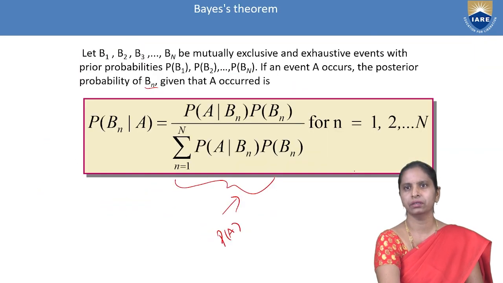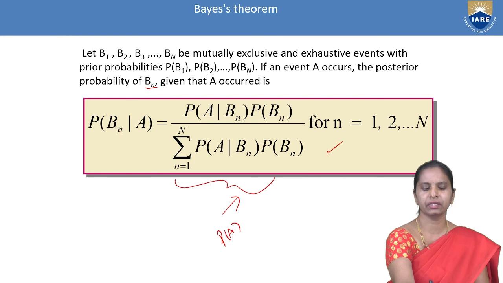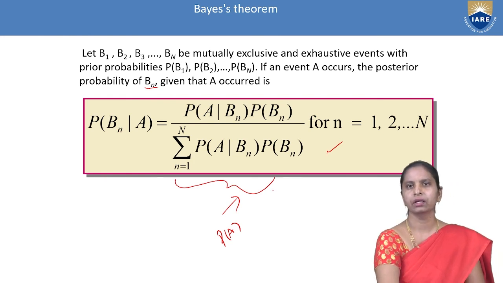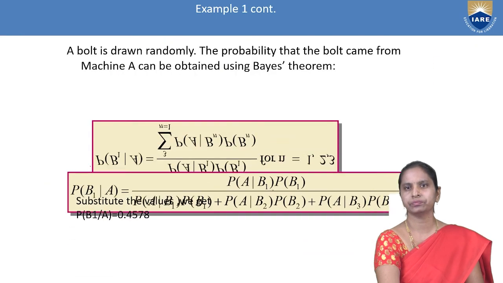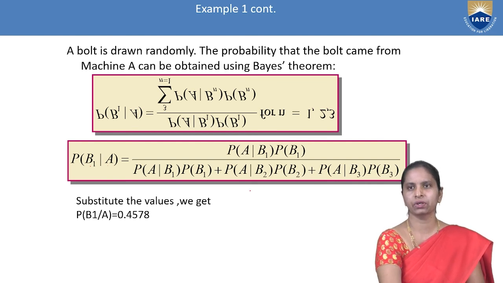What is the Bayes theorem here? This is the Bayes theorem. How many events are here? 3 events, so 1, 2, 3. So up to 3 I have to take here. And what is the first event here? I want to calculate P of B1 by A, so replace Bn by B1. Then write down P of B1 by A, the probability of selecting mission A given that it is a defective bolt. This is the formula. Now you have already written all the probabilities, so substitute these values and calculate P of B1 by A.